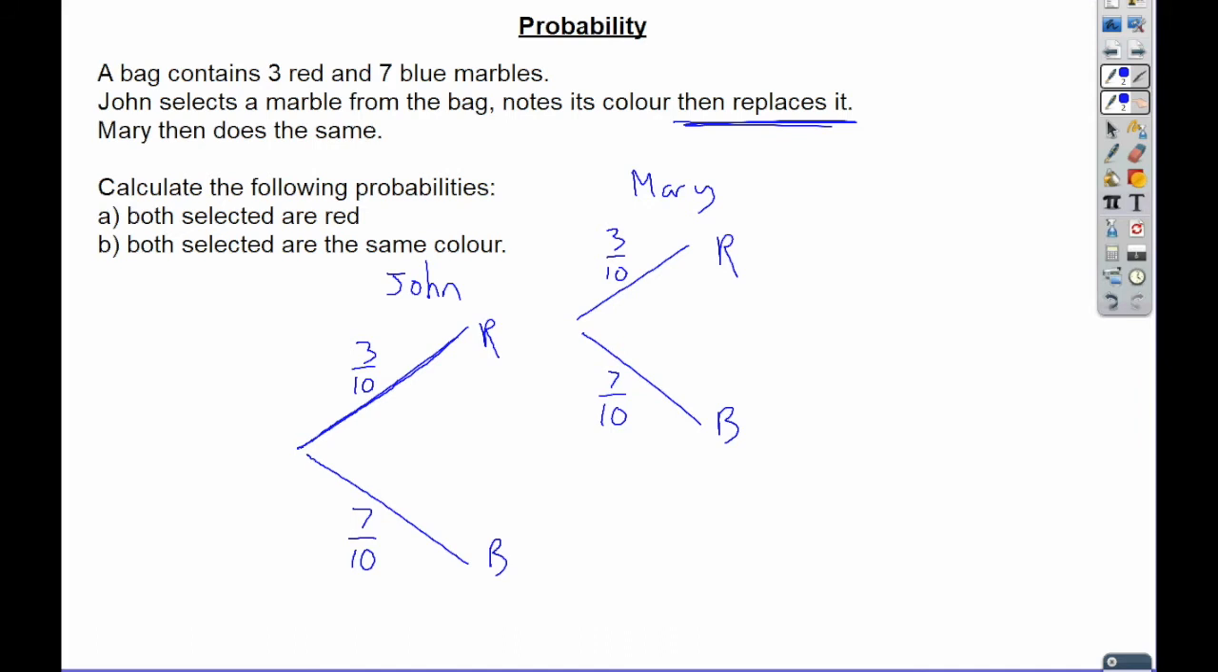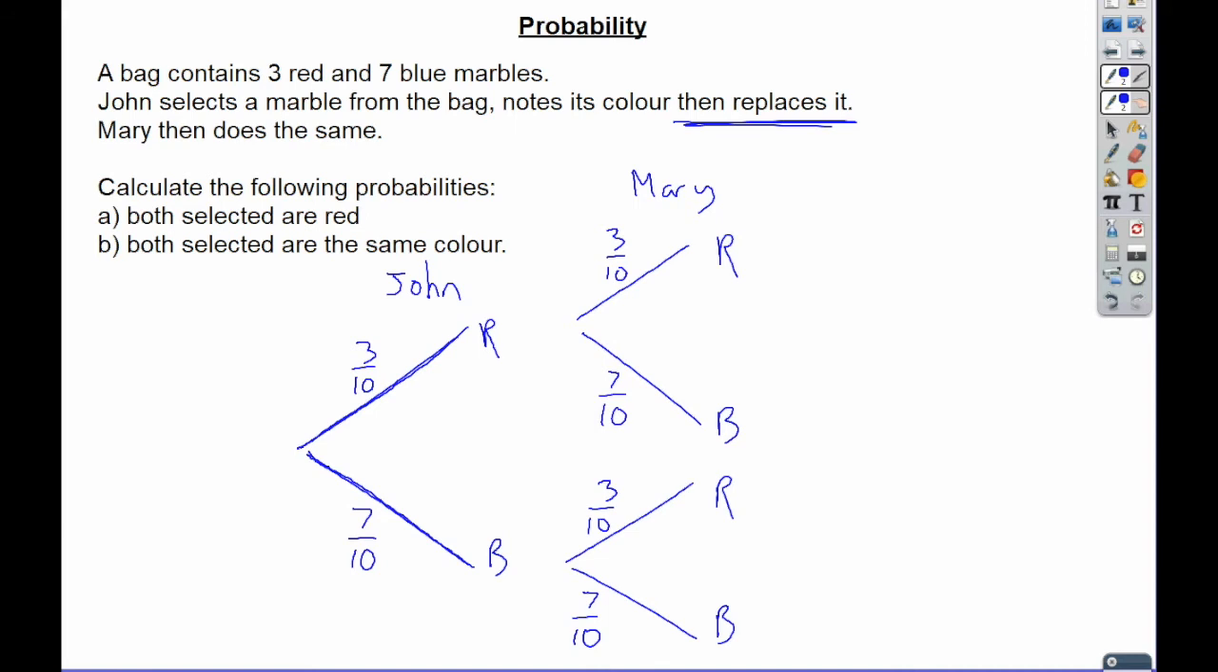The diagram's not complete, so after John chose a blue, potentially, Mary can again choose a red or a blue, and the probabilities are going to be the same. That is the complete tree diagram. Just watch the video again if you are unclear about any of that. Now, before I go ahead and answer these two questions, part A and part B, I'm going to talk a bit about the diagram.